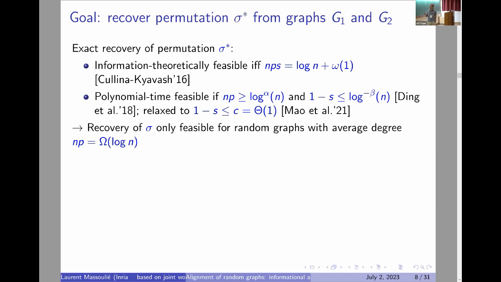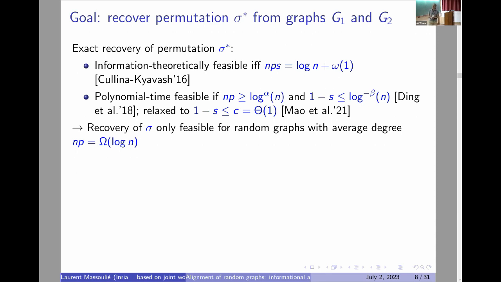And the condition they have is that n times ps, which is essentially the average degree of a node in the intersection graph, when this is log n plus something diverging to infinity as n becomes large, then it is information theoretically feasible to recover sigma star. However, if this condition is not met, it is not possible. So it's a sharp if and only if characterization.